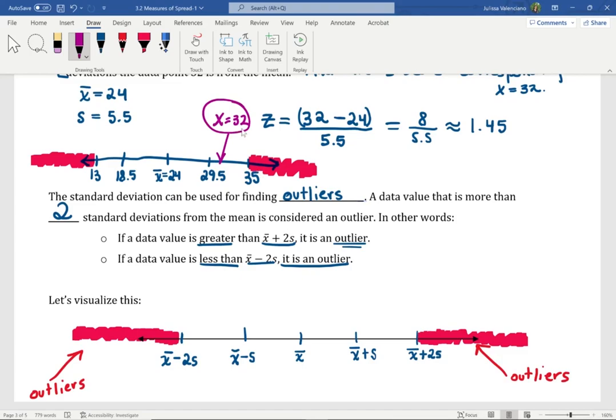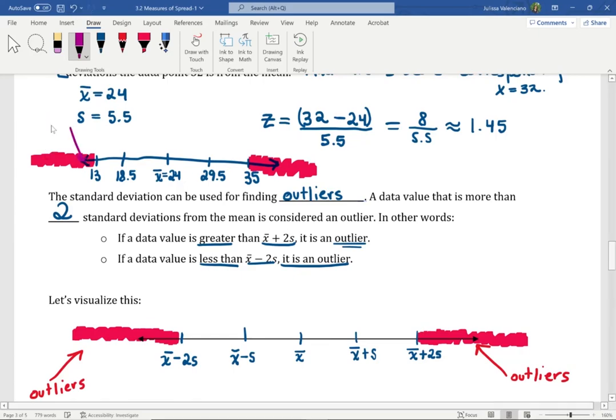So if we're looking at x equal to 32, is x equal to 32 an outlier? The answer is no. x equal to 32 is within 2 standard deviations from the mean. Now, what about something like x equal to 12? Well, x equal to 12 is below the second standard deviation on the left. Thus, we would say x equal to 12 is an outlier.